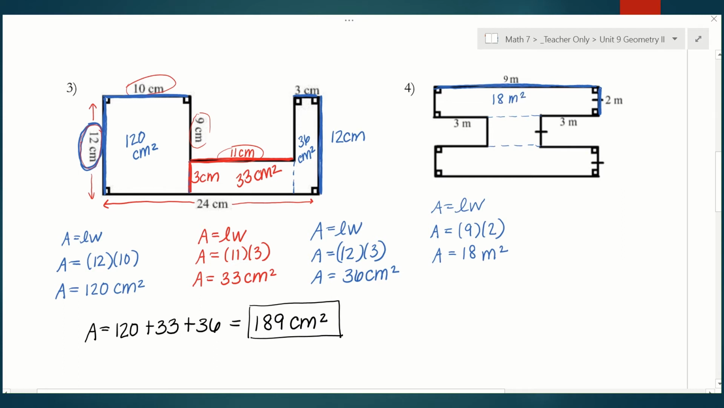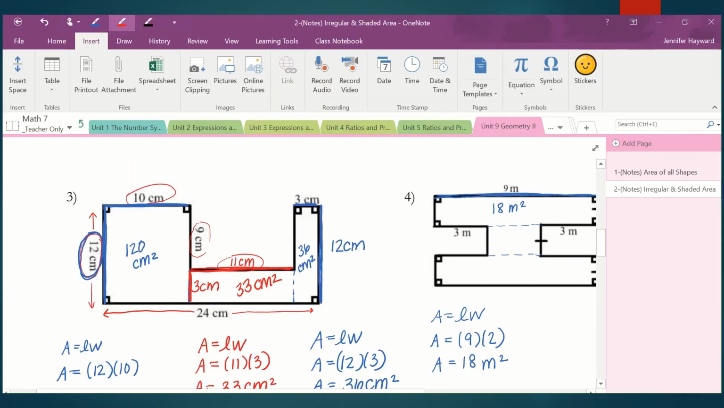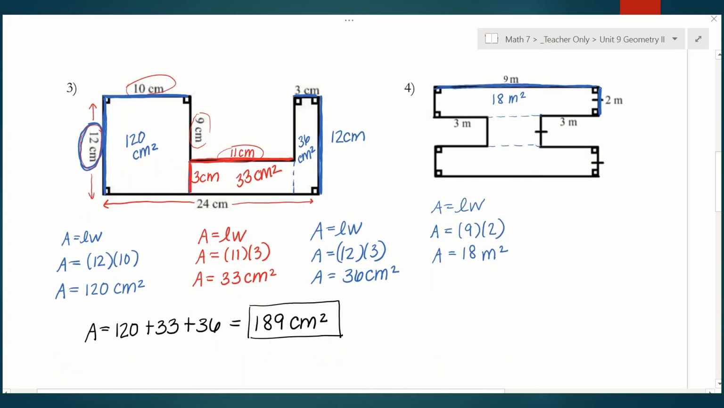For the middle one, this is kind of interesting. Let me change my pen here. You guys can see that this right here and this right here and this right here, those are symbols that show equality in length. So if this is 2 meters and it has that little mark, that means that this is also 2 meters. So I actually know the length or the width of that rectangle.